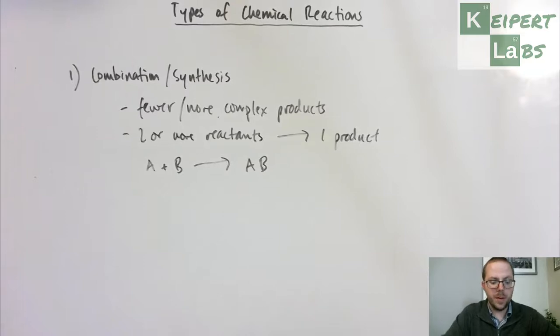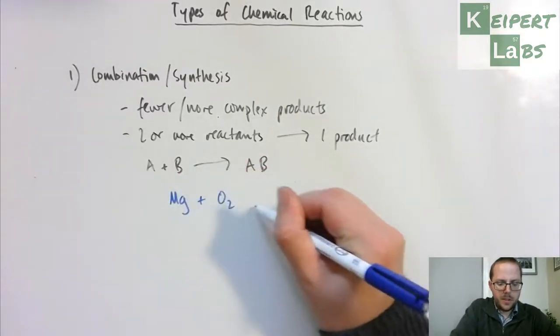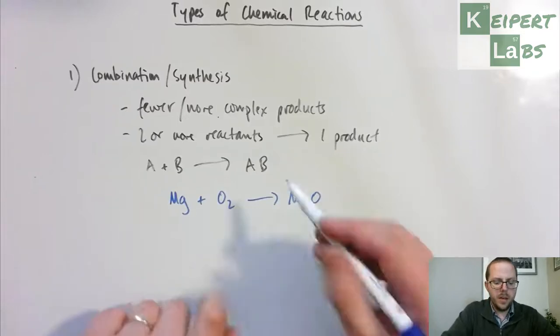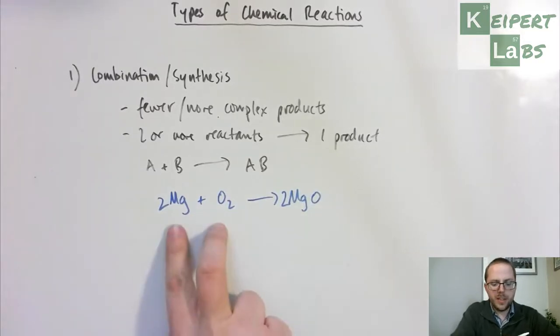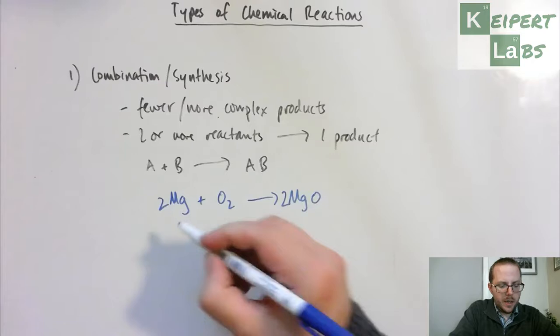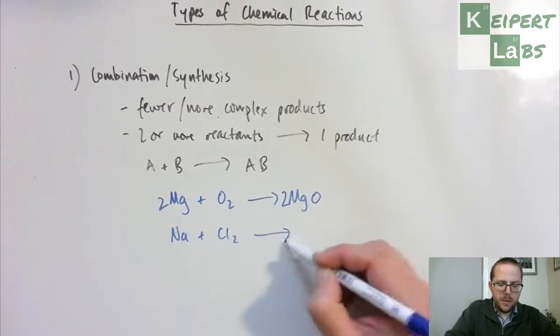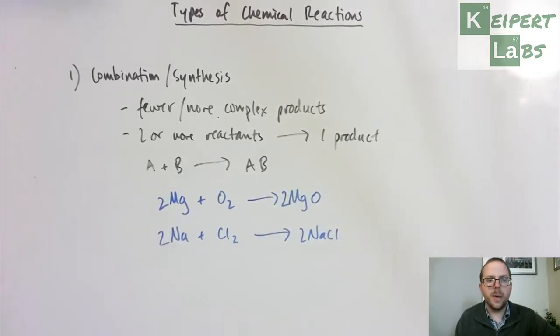Some of the examples that we would come across: we've got magnesium plus oxygen gas forming magnesium oxide. Now this isn't balanced so far. We can see that we've got 2 oxygens here and 1 over here. So in order to balance it, we do this: 2, 1, 2. So we have 2 reactants combining together to form one product. We could also see sodium metal plus chlorine gas forming sodium chloride, that's also a synthesis or combination reaction. So it's a building up reaction.